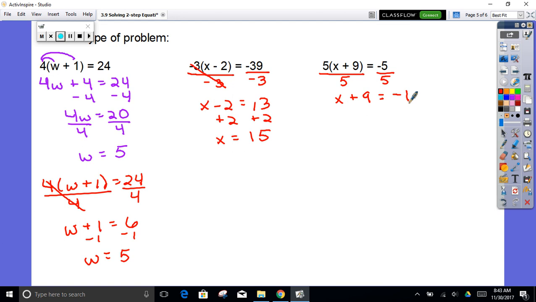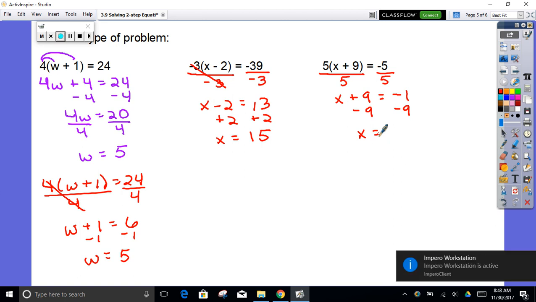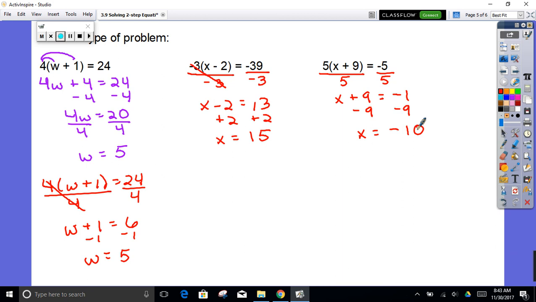What's the opposite of addition? Subtraction, so we just need to subtract them. Nine minus one. Oh, wait, no, now careful, we have -1, -9, you get negative 10. -10. So x equals -10. Okay, any questions before we go to the exit ticket?